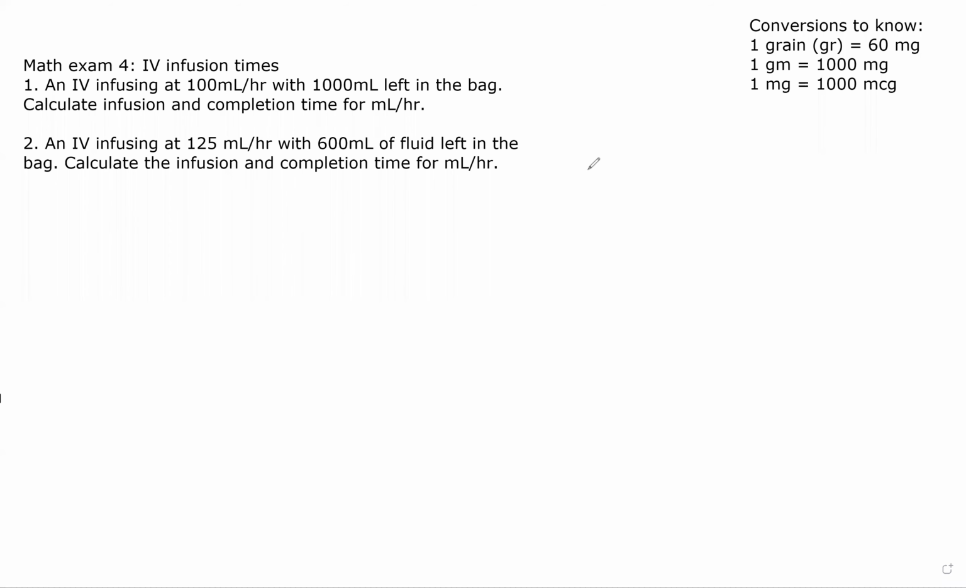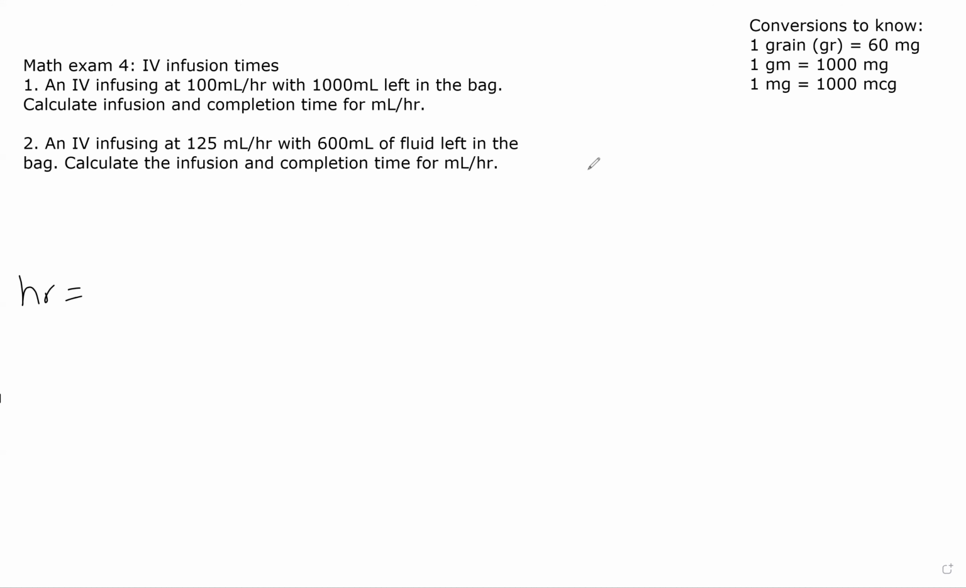Okay, and for the last math exam we had, it was an IV infusion times. So for all of these, we'll be solving for hours, because we want to know how many hours it'll take for this IV to finish infusing, right? So number one is an IV infusing at 100 milliliters per hour with 1,000 milliliters left in the bag. Calculate infusion and completion time for milliliters per hour.